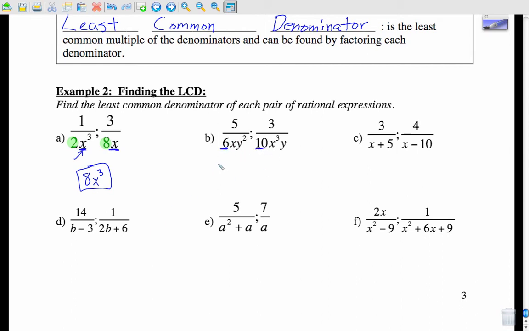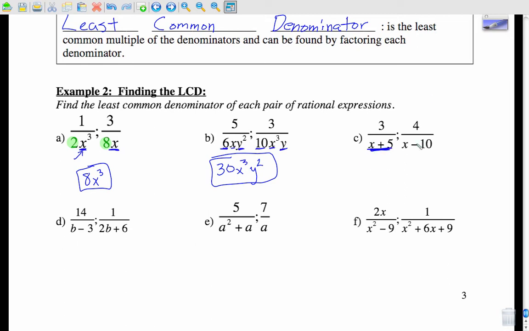Over here I'm going to do the same thing. 6 and 10. I'm going to get those to be the same. I know I can turn that into 30. I have 1x here and 3 here. That means my common denominator has to have at least 3 x's. I got 1y here and I got 2 y's here, so my least common denominator has to have at least 2 of them to add them together.